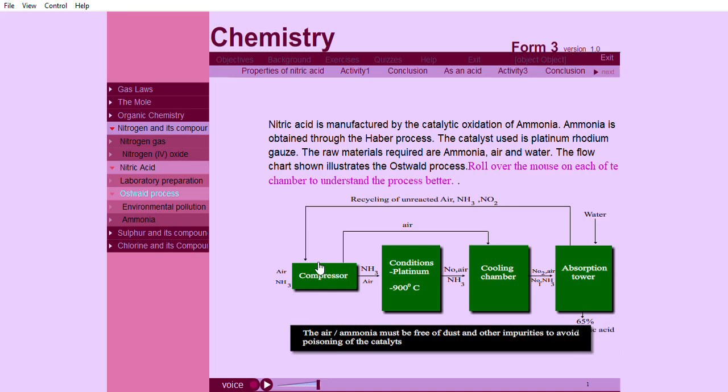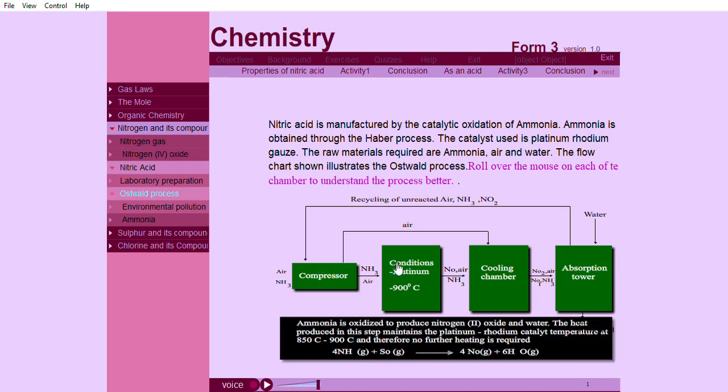Step 1. The air or ammonia must be free of dust and other impurities to avoid poisoning the catalyst. Ammonia is oxidized to produce nitrogen 2 oxide and water. The heat produced in this step maintains the platinum rhodium catalyst temperature at 850 degrees Celsius to 900 degrees Celsius, and therefore no further heating is required.